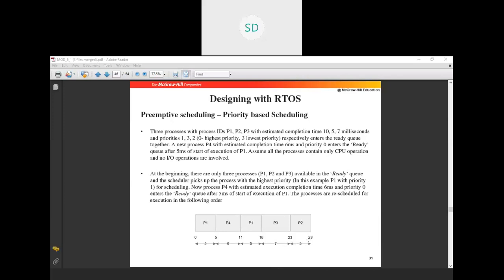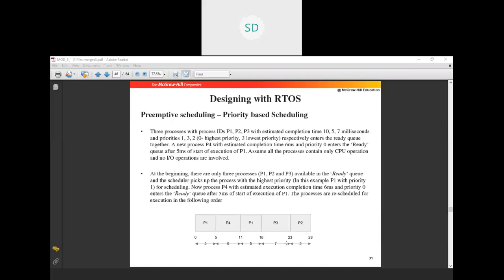So this is how the execution is processed based on priority. In the previous two cases, round robin as well as shortest job, it was based on the time of execution, and in round robin on the time slice, whereas here it is based on the priority.